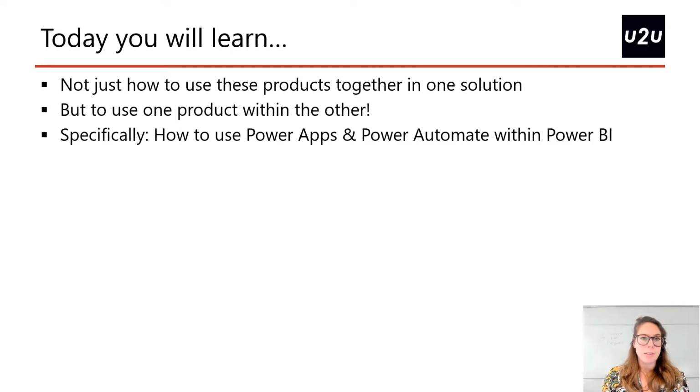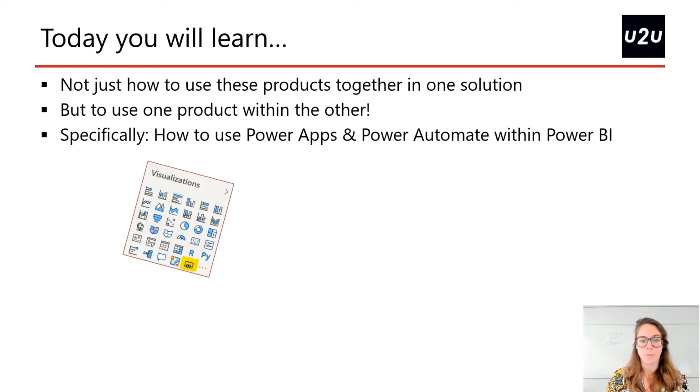So I think that's a good example of how the products can be used together and how they can be powerful in that way. But today I don't want to just talk about how they can be used together, but I really want to show you how you can use one product inside the other. More specifically, how you can use a Power App and Power Automate within Power BI.